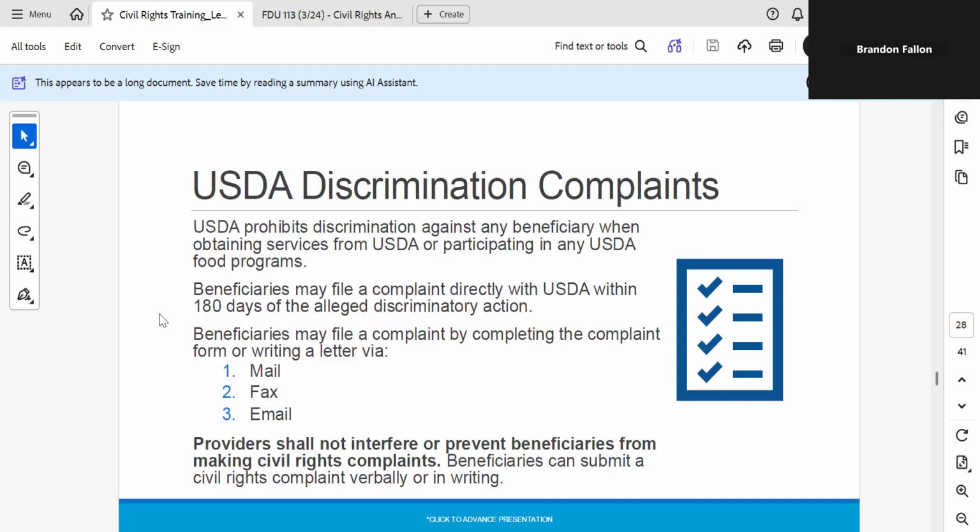USDA discrimination complaints. USDA prohibits discrimination against any beneficiary when obtaining services from USDA or participating in any USDA food programs. Beneficiaries may file a complaint directly with the USDA within 180 days of the alleged discriminatory action. Beneficiaries may file a complaint by completing the complaint form or by writing a letter via mail, fax, or email. Providers shall not interfere or prevent beneficiaries from making civil rights complaints. Beneficiaries can submit a civil rights complaint verbally or in writing.